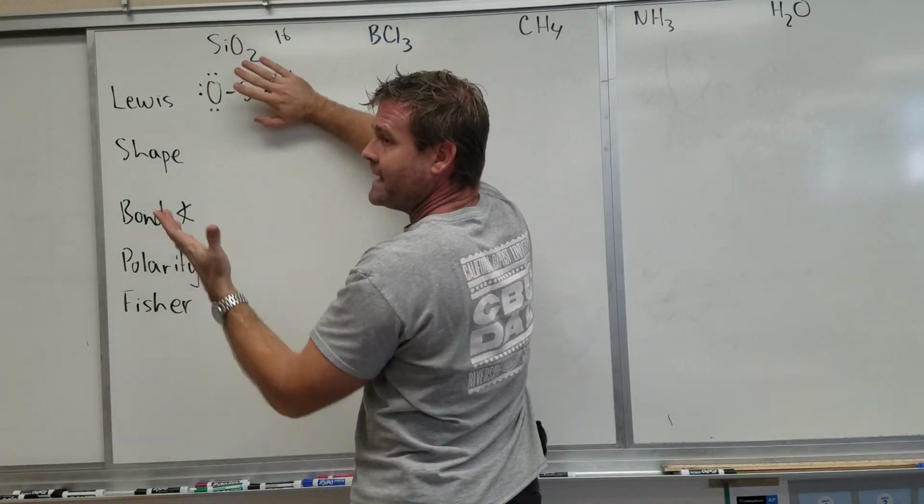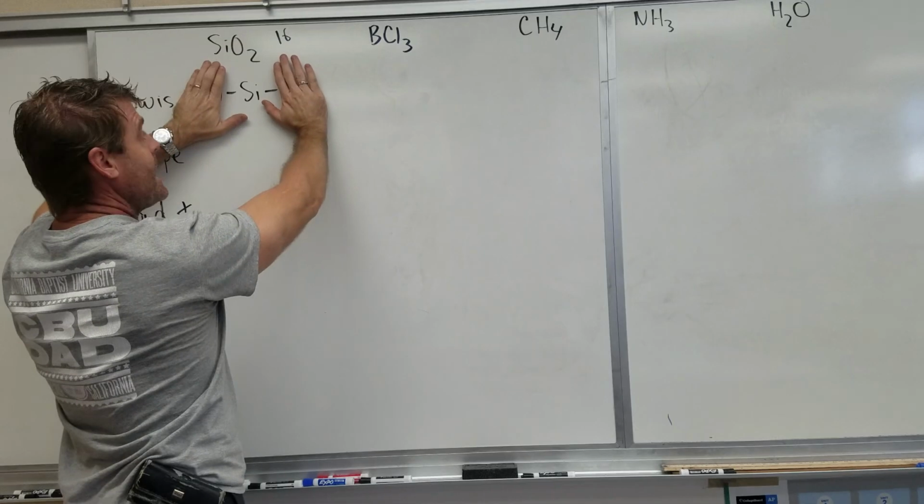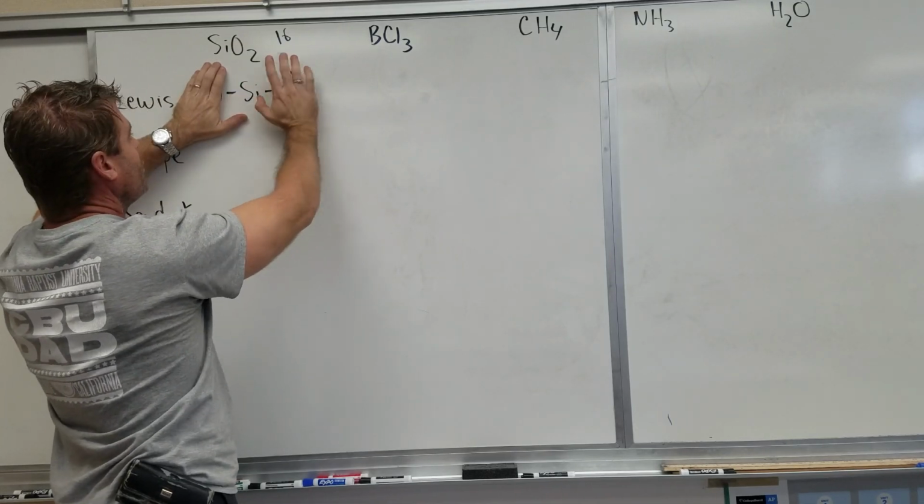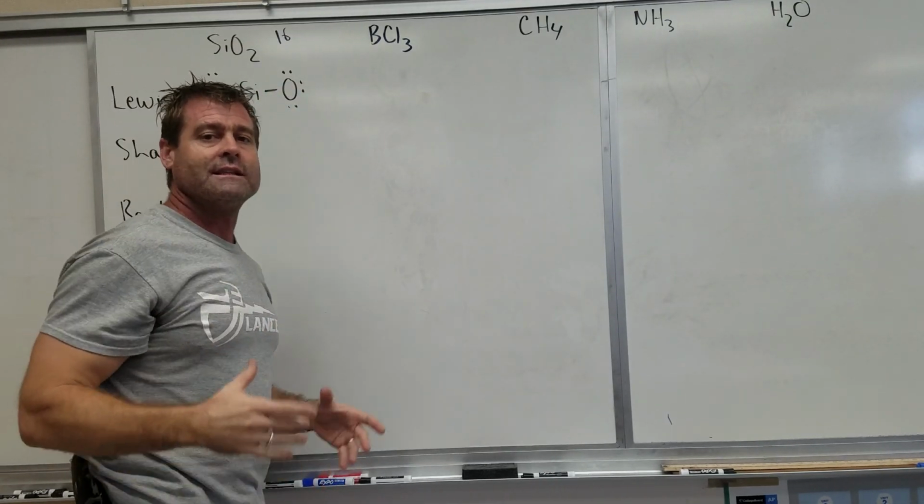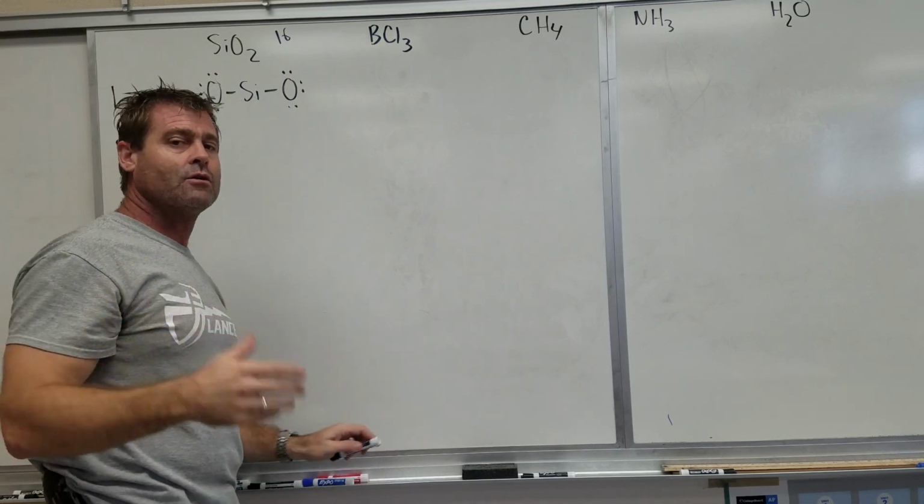2, 4, 6, 8. That's good. Now what about silicon? Is silicon happy, fat, content, stable? 2, 4. No, it only has 4 valence electrons. So that tells us that this is not the correct Lewis structure.